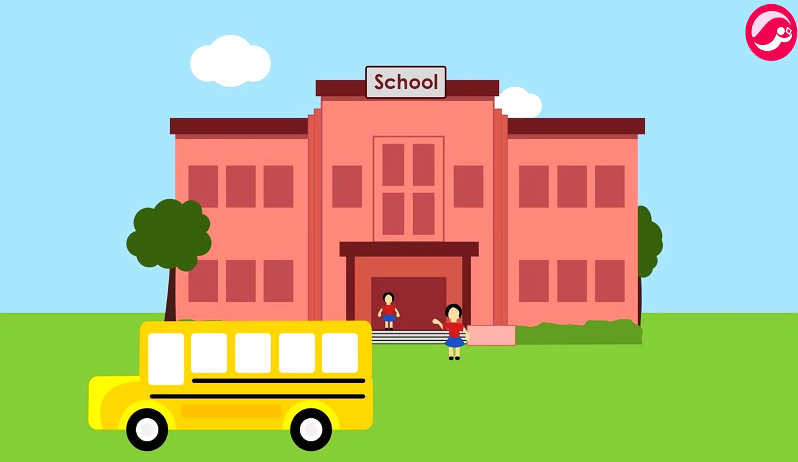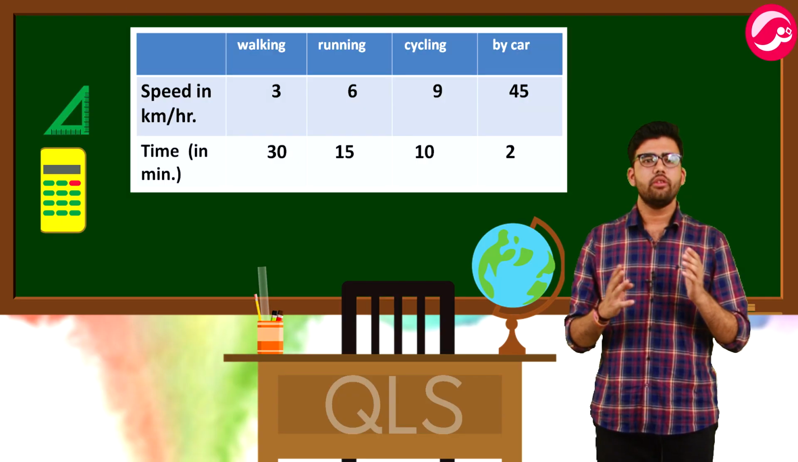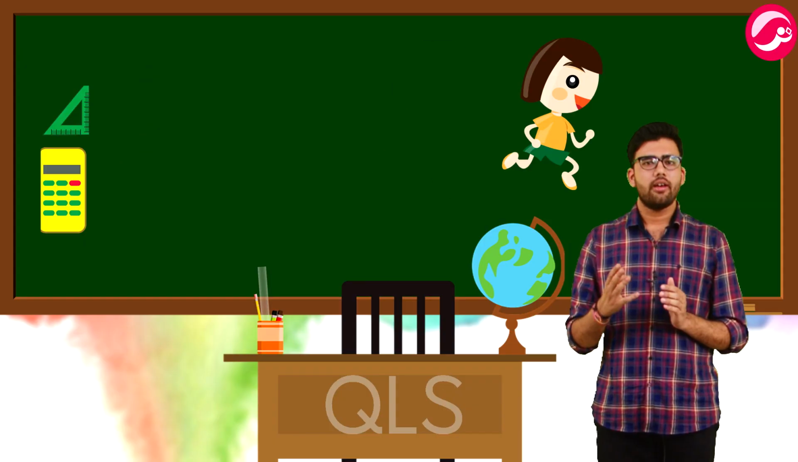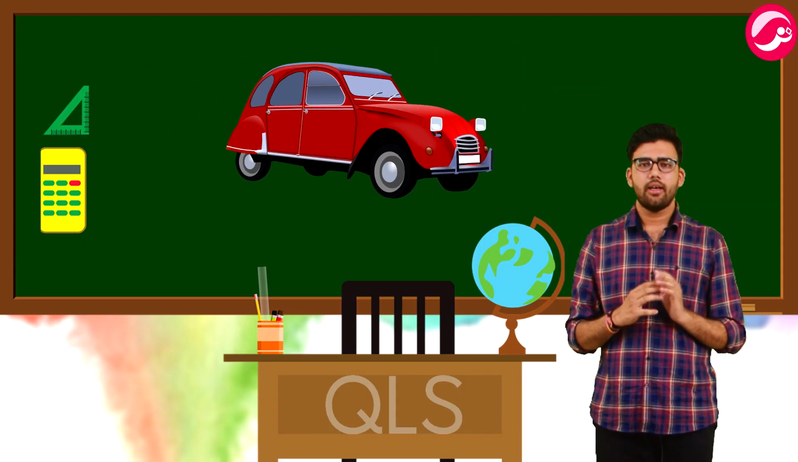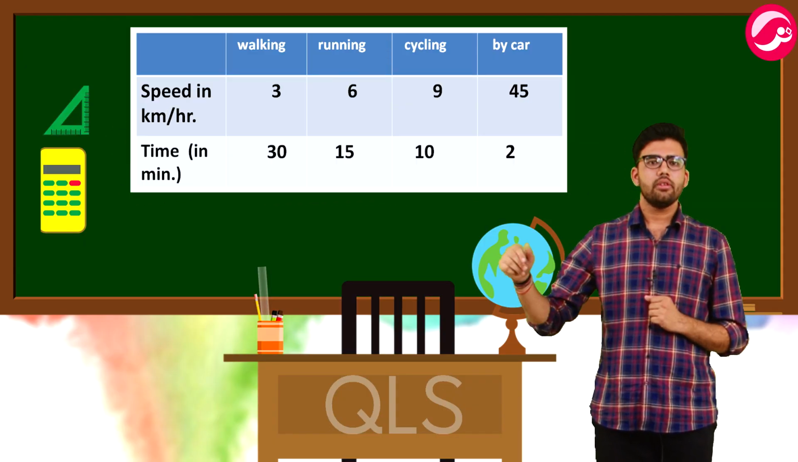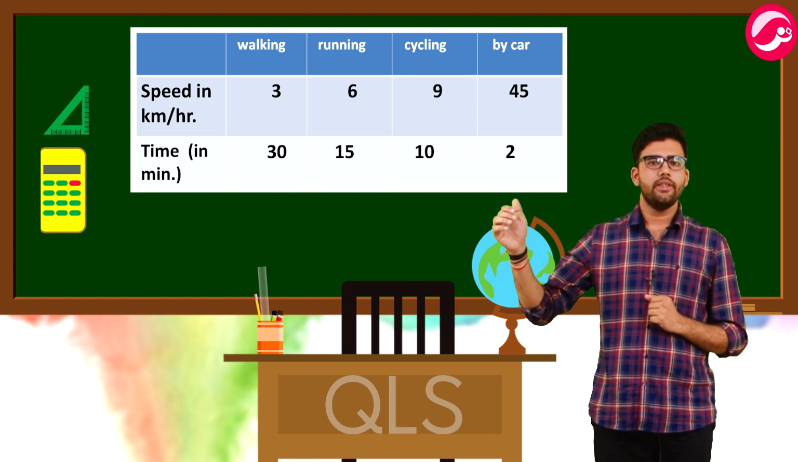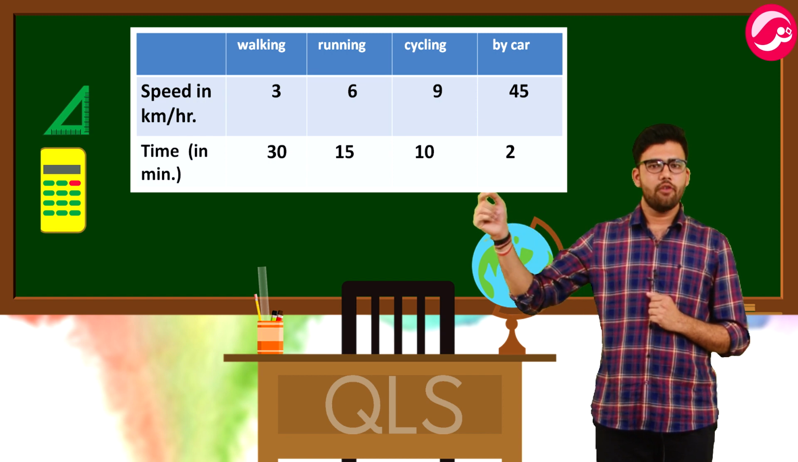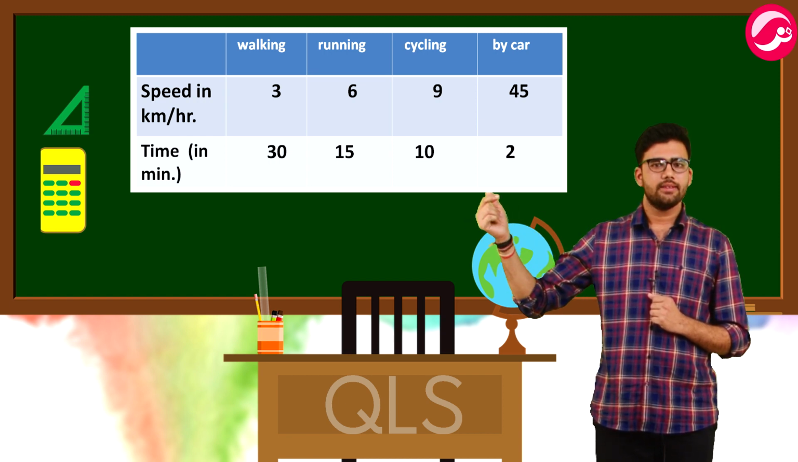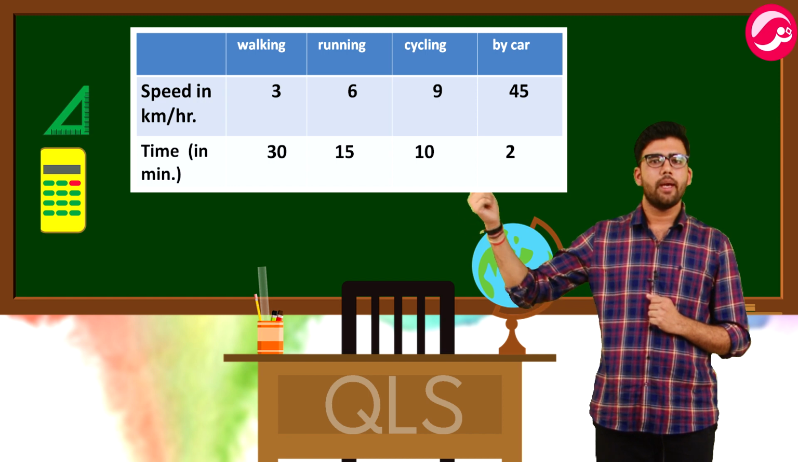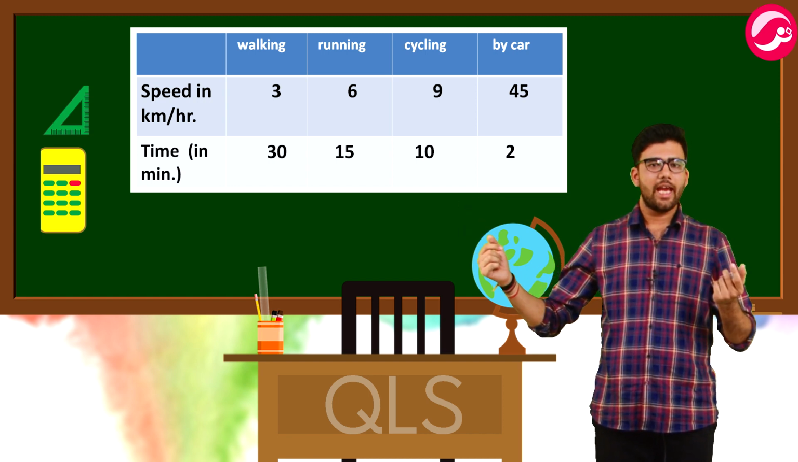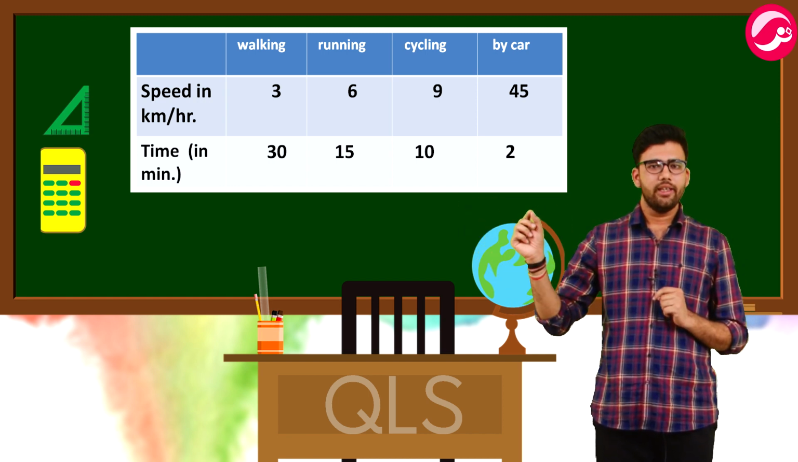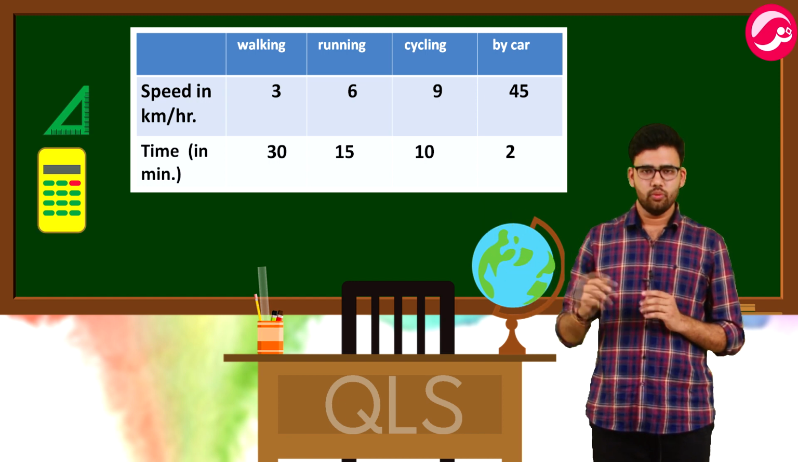To understand this, let us look at the following situations. Nidhi can go to her school in 4 different ways as shown in the table. She can walk, run, cycle or go by a car. Study the following table. Here you can see the speed in kilometers per hour and the time in minutes. The speeds are: walking 3, running 6, cycling 9 and car 45. And the times in minutes are 30, 15, 10 and 2.